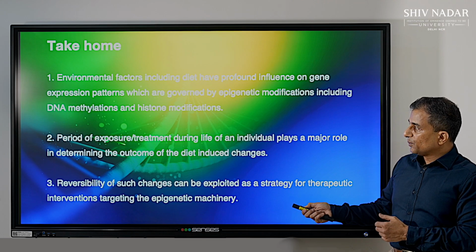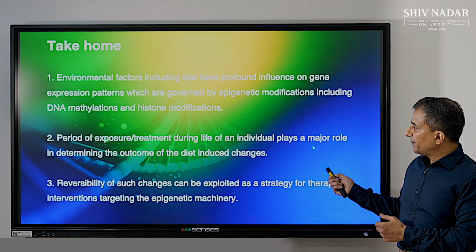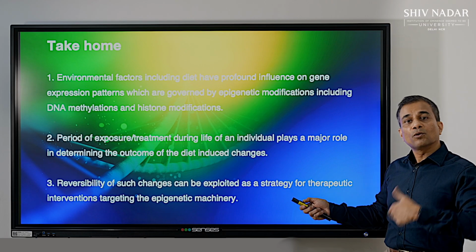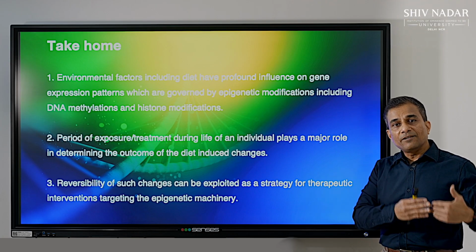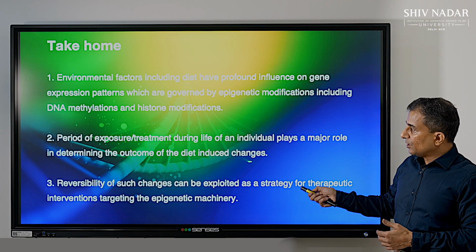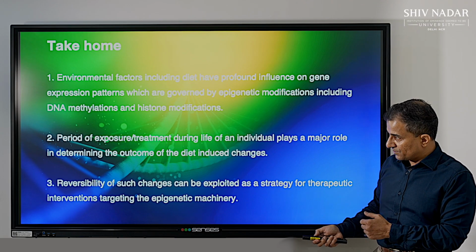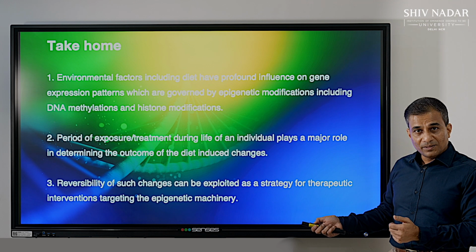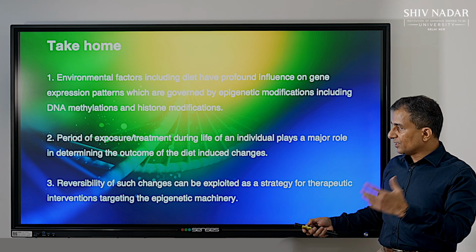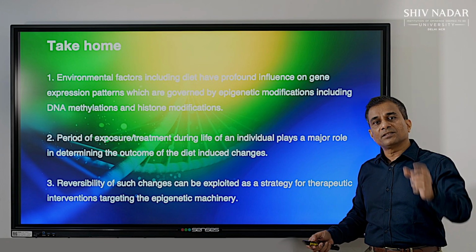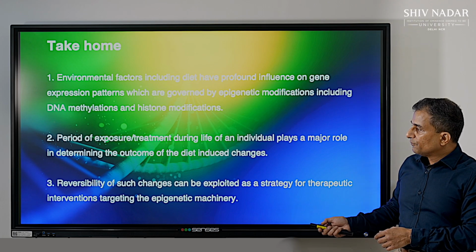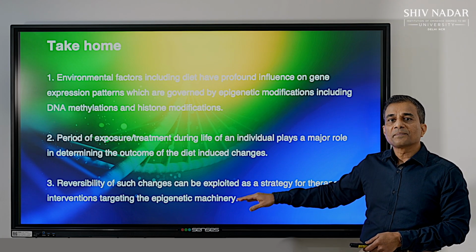Secondly, the period of exposure or the treatment during the life of an individual plays a major role in determining the outcome of the diet-induced changes. The earlier it is, the more profound is the effect. So obviously that's why life in utero or periconceptional life is a very important determinant of diet-induced changes and especially the health outcomes. But the best part of it is that it is reversible, because epigenetic changes can be reversed as opposed to genetic changes, because there is an eraser, or there are molecules that can alter the activity of the readers, writers and erasers, and therefore reversibility of such changes can be exploited as a strategy for therapeutic interventions targeting the epigenetic machinery. And that is the bottom line.